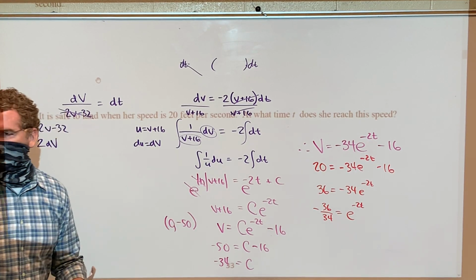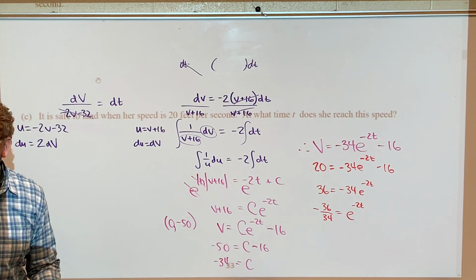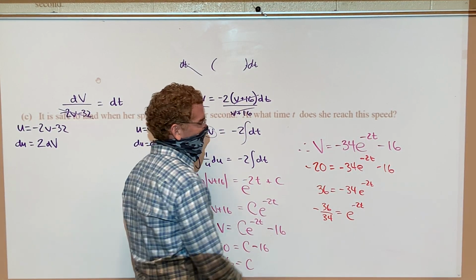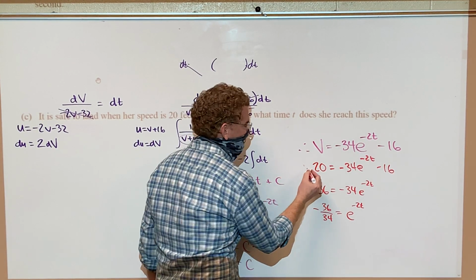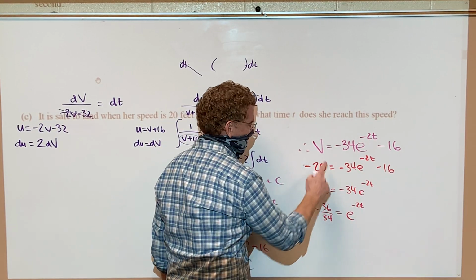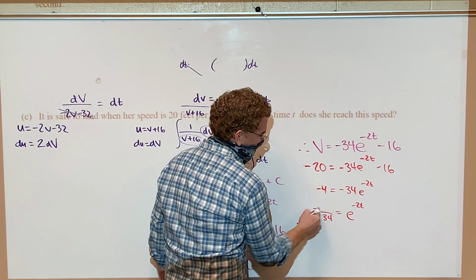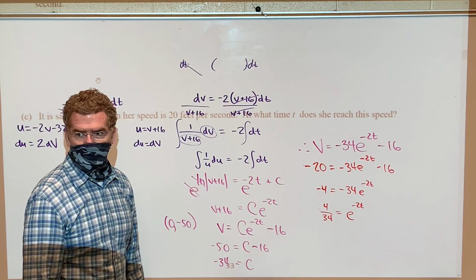Her speed is 20 feet per second, so if the speed is 20, what's the velocity? Negative 20. Since I'm going down, that's a negative 20 velocity, because I have to use the velocity unit. Now when I add 16, I get negative 4. When I divide by that, I get a positive 4/34, right?